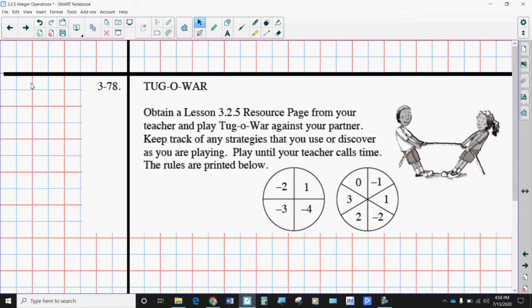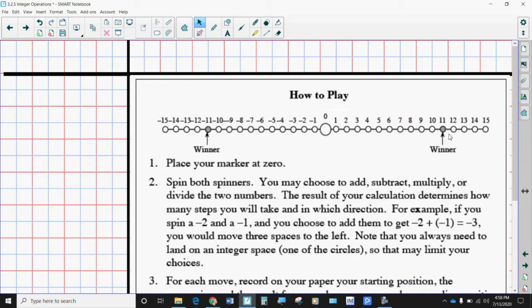All right, so this is the game that we're going to play. It's called Tug of War, and I'm not going to give you the resource page. You don't really need that. You can just draw a number line to make this work. The number line would look something like this, where everybody starts on the number 0, and you've got a number line that goes all the way up to 15, all the way back to negative 15, and your goal is to be the first person to land on either positive 11 or negative 11. It doesn't matter which one you land on, okay?